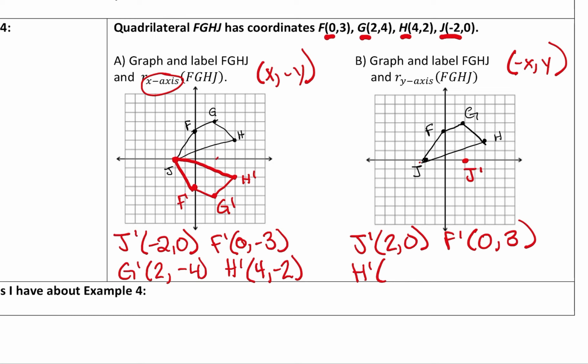All right, H prime is here. It's 4 from the y-axis, so we're going to go 4 on the other side at the same height, so it becomes negative 4, 2. And then G prime is 2 from the y-axis, so we're going to go 2 on the other side, and that becomes negative 2, 4. So again, all you're doing is switching the value of your x from positive to negative or from negative to positive. So F prime stays, and there we go.